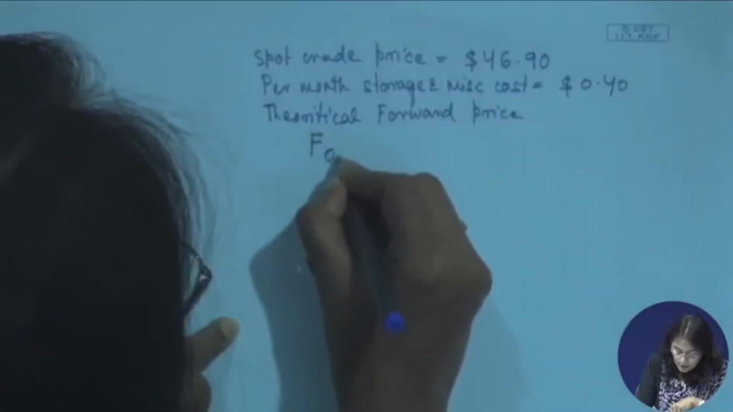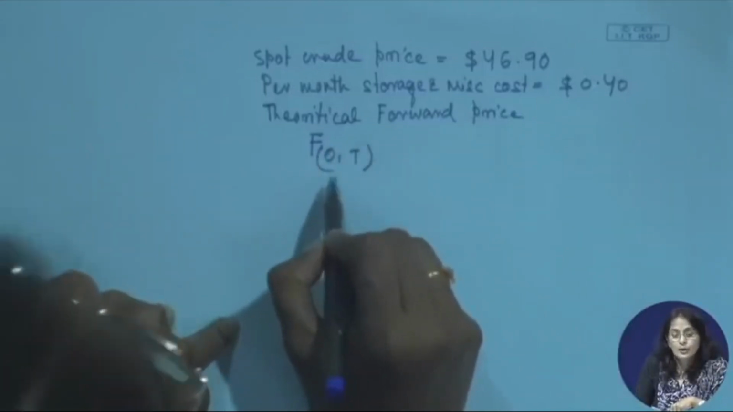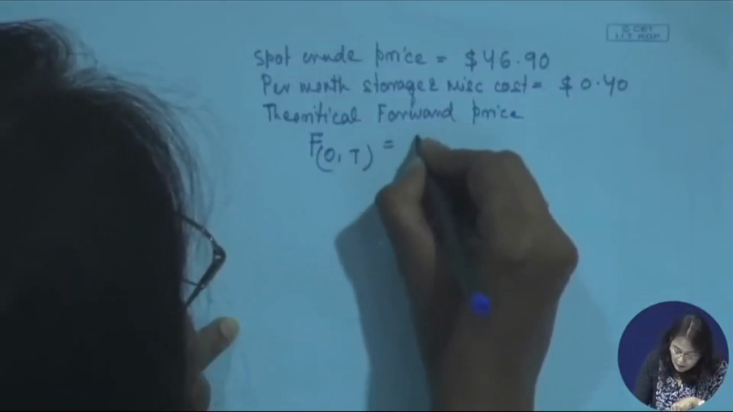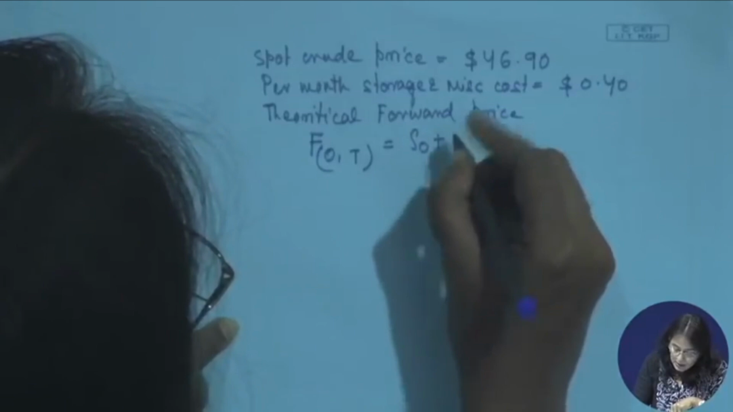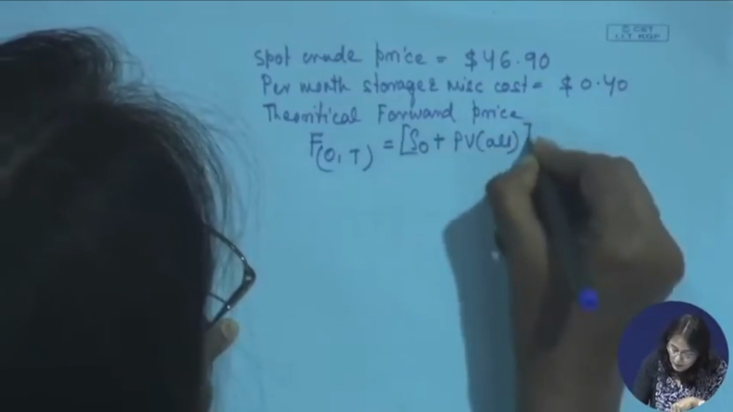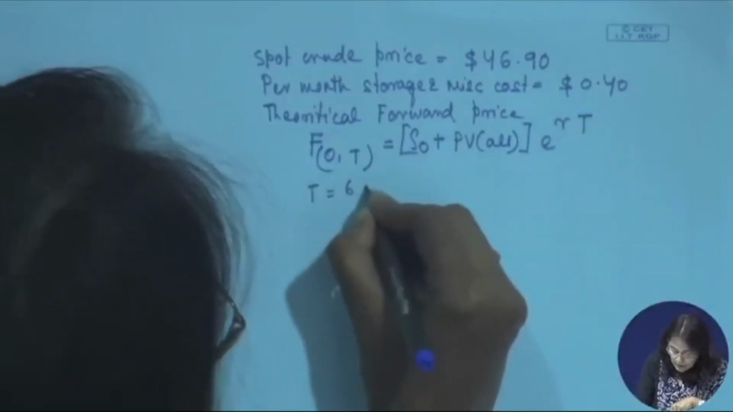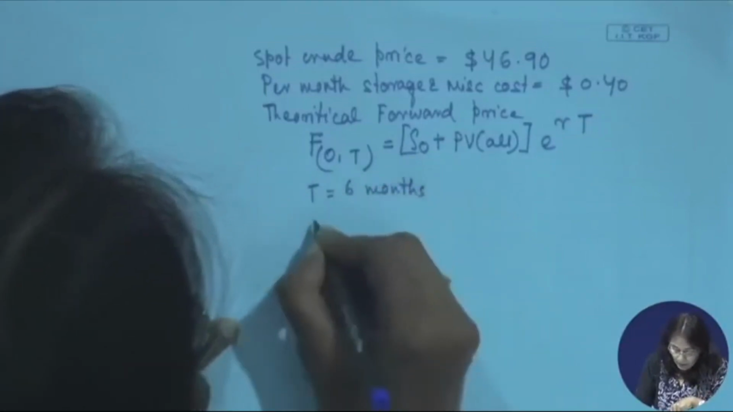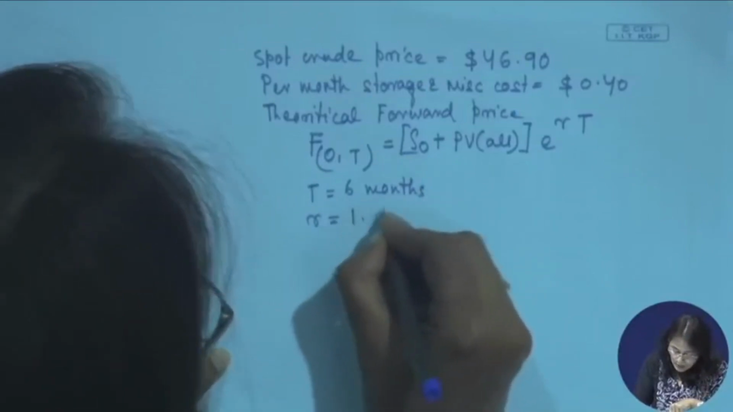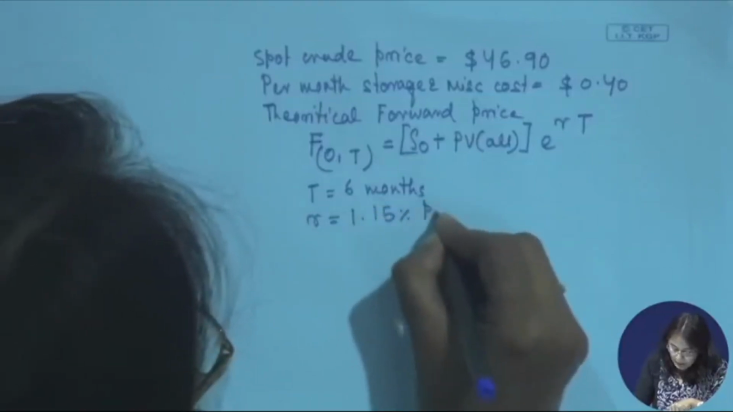That is F0T. If you recall this symbol, that is the forward price prevailing today for a maturity T. It would be S0, the spot price, plus the present value of all costs, into e to the power RT. Let's say T is equal to 6 months, and let's say the continuously compounded rate in USA, we take it as 1.15% per annum.